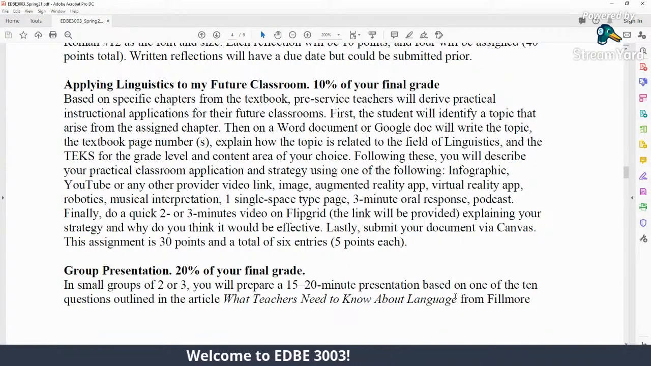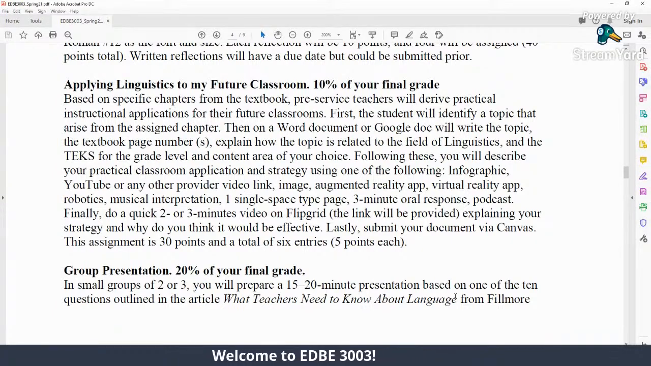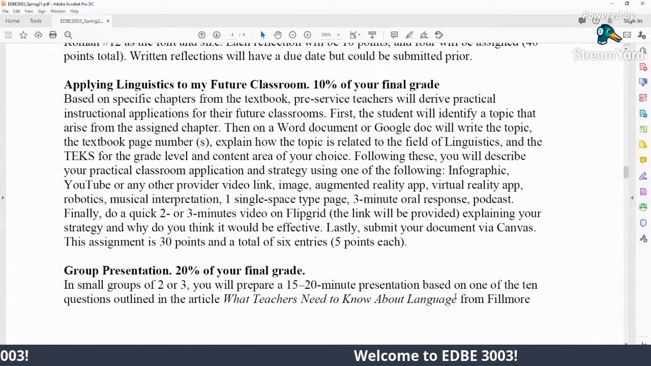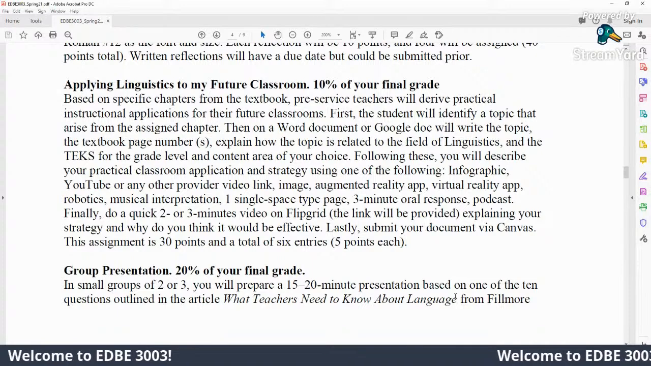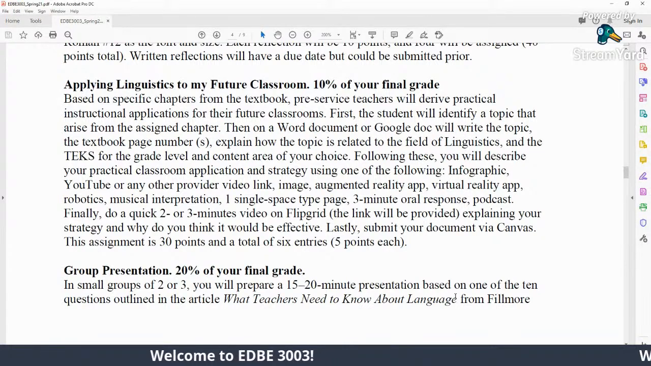Following this, you will describe your practical classroom application and strategy using one of the following: an infographic, YouTube, or any other provider video link, image, augmented reality app, virtual reality app, robotics, musical interpretation, one single-space typed page, 3 minutes overall, or a response, or a podcast. All of the ones that I mentioned are strategies that you can use and integrate as part of your classroom application. You just need to mention it.